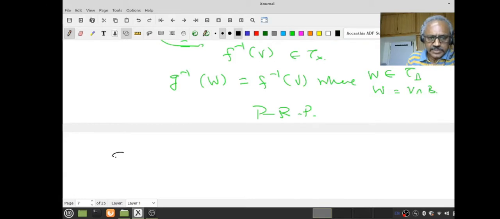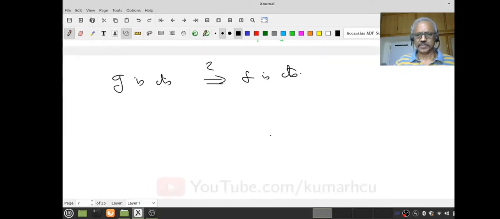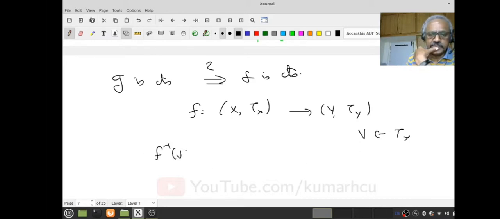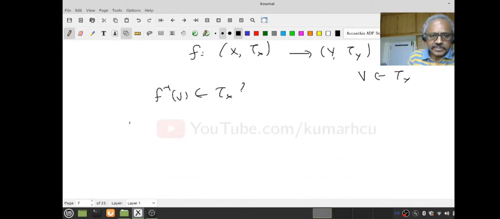Now let's assume G is continuous. I want to show that F is continuous. It's essentially a set theoretic thing, but once you have done this, after that you will be free. To show F is continuous, what should I do? F is a map from (X, tau X) to (Y, tau Y). So let me start with a V in tau Y. So I have to check F inverse of V, whether it is in tau X. Let's look at that. What is F inverse of V? It is the set of all x in X so that f of x belongs to V.